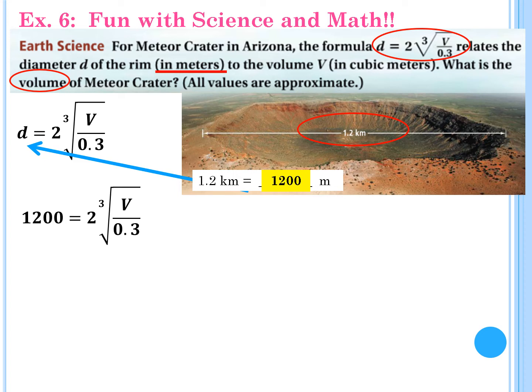So now we have to isolate the cube root. So the first thing I'm going to do is divide by 2. So that gives me 600 equals the cube root of V divided by 0.3. Now, at this point, since we've got the cube root by itself, we are going to cube both sides.